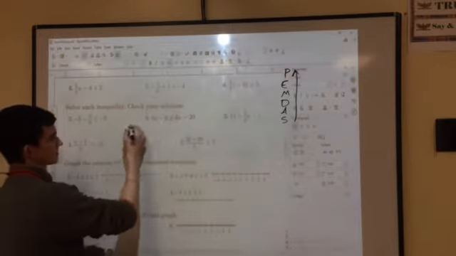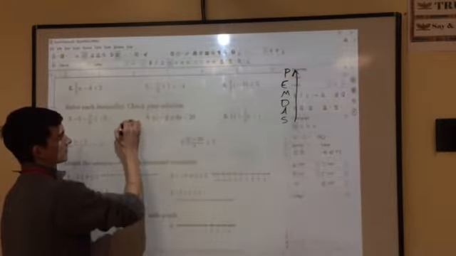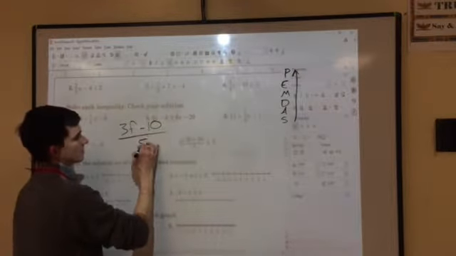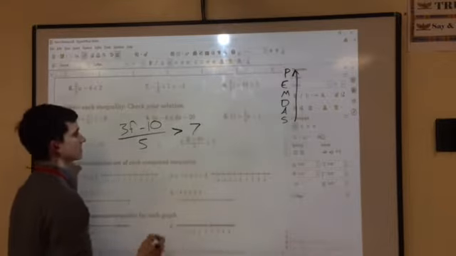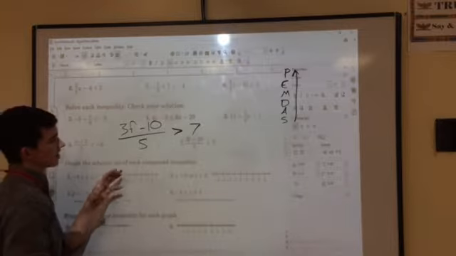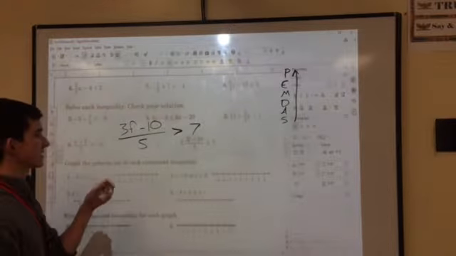Here is lastly number 7. Number 7 is right here. So 3f minus 10 divided by 5 is greater than 7. So I'm going to start by multiplying by 5. Okay. Now the reason you do that, this is tricky.